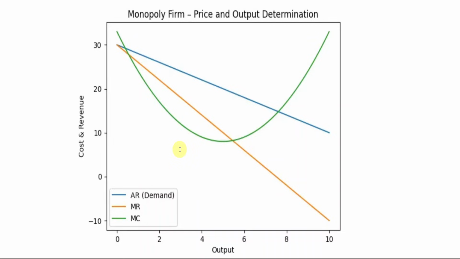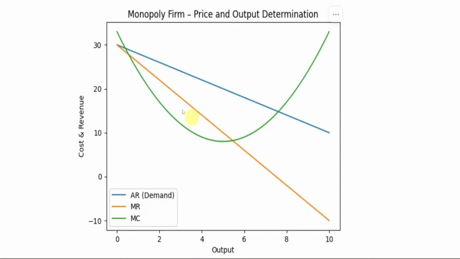If they are asking you for a diagram, definitely you need to draw it. And in fourth unit, mostly you need to draw diagrams. Okay. X-axis is output. Y-axis is cost and revenue. The AR curve slopes downward. You see the AR curve slopes downward. The MR curve is below the AR, right?